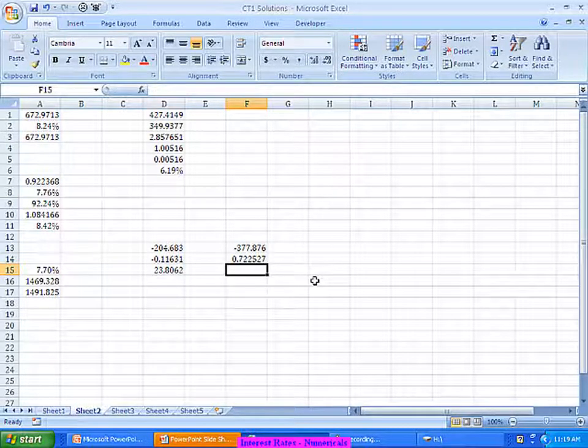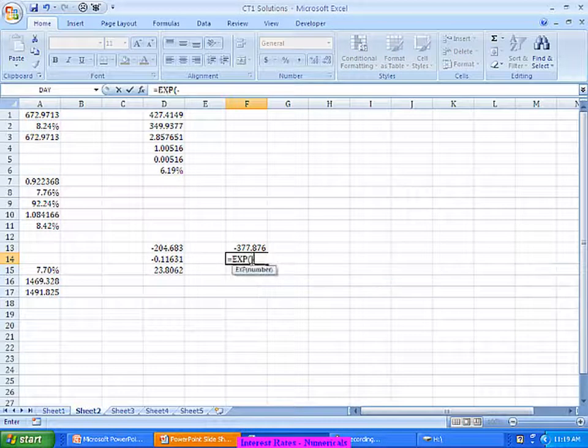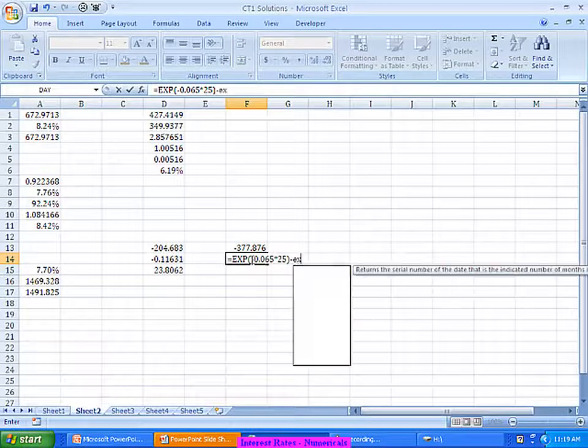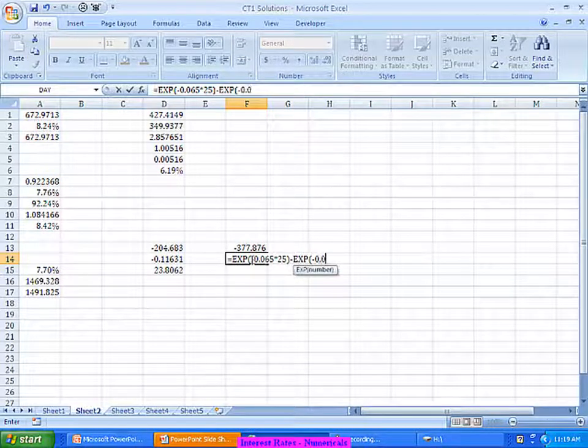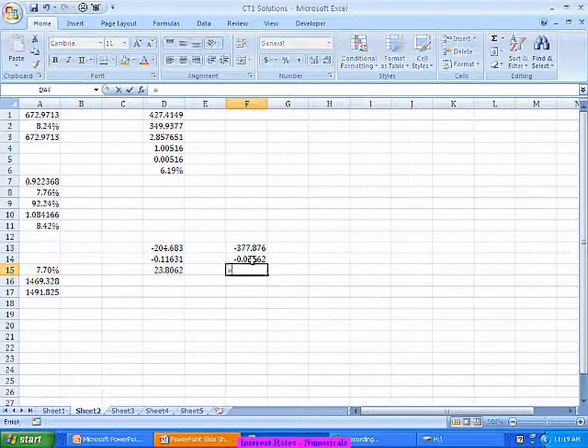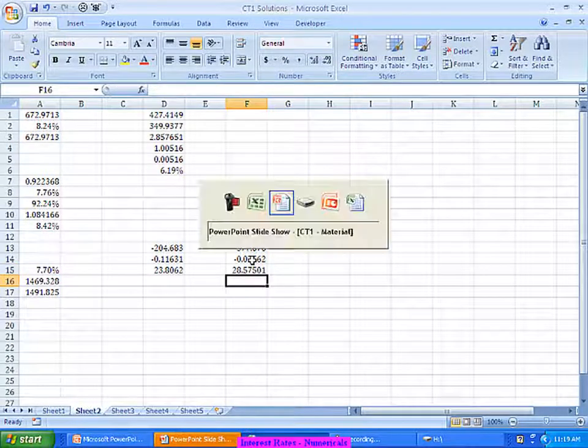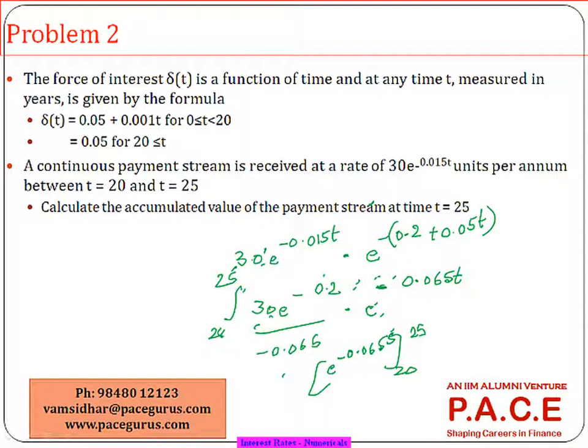So this is working out e power minus point, no, this cannot be at an exponential level, right? Okay, e power minus 0.065 into 25 minus e power minus 0.065 into 20. This is working out to this much. So multiplication wise, I multiply these two, which will work out to 28.57, the present value of this entire investment.